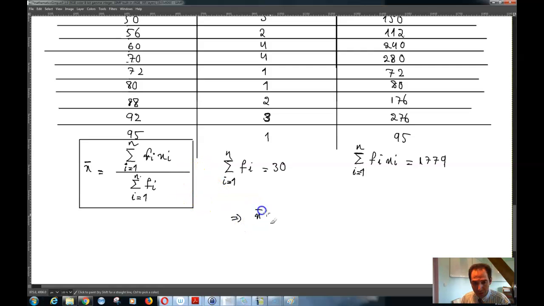So that means x bar, or the mean of all those numbers, is equal to sigma f of i x of i, as i goes from 1 to n, which is 1779, divided by sigma f of i as i goes from 1 to n, which is 30.